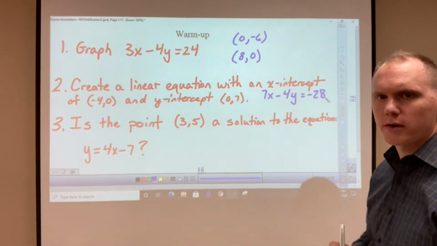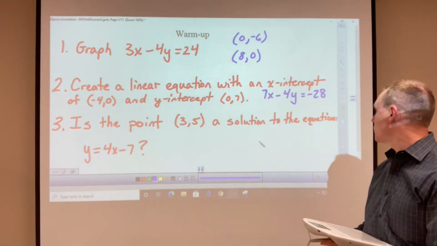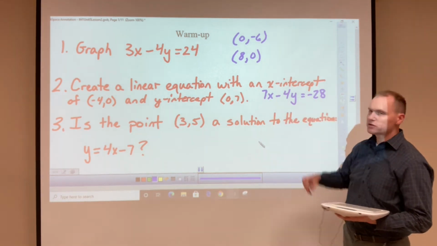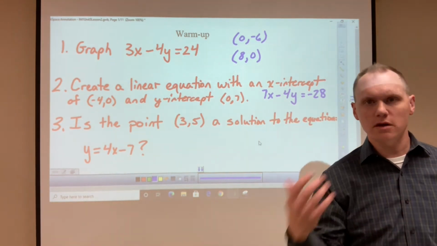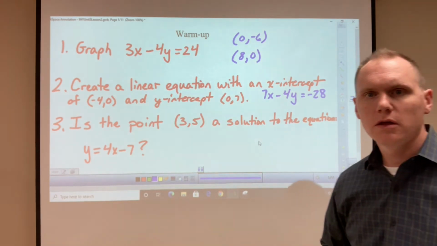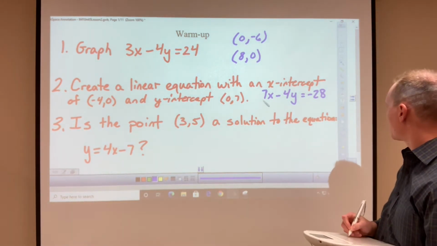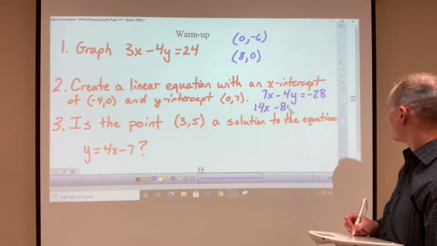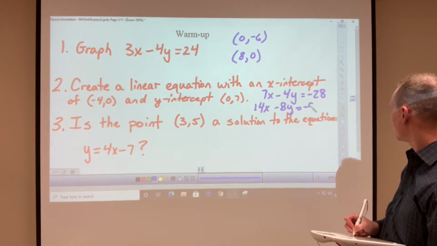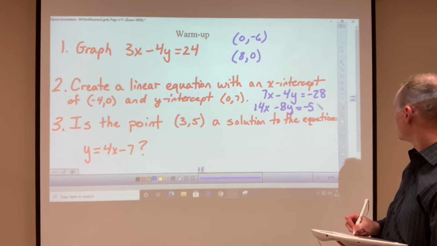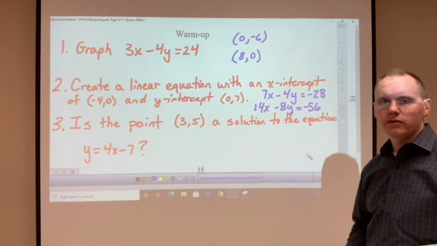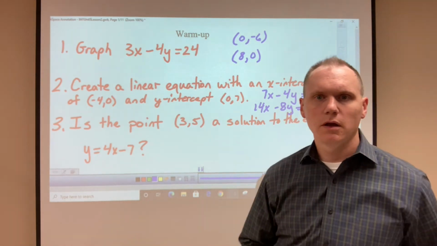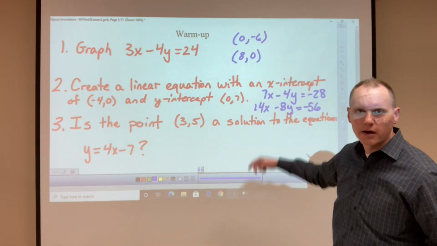Let me show you just real quickly what another one could be. Really, if you multiplied the whole equation by any number, you could get a new equation that also has those same characteristics. So for example, if I multiply everything by 2, 14x minus 8y equals negative 56 would have the same x and y intercepts. And you can check that by dividing.